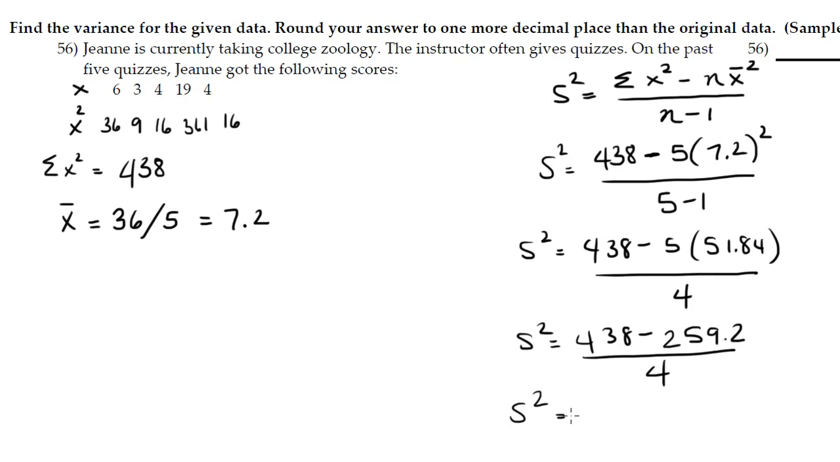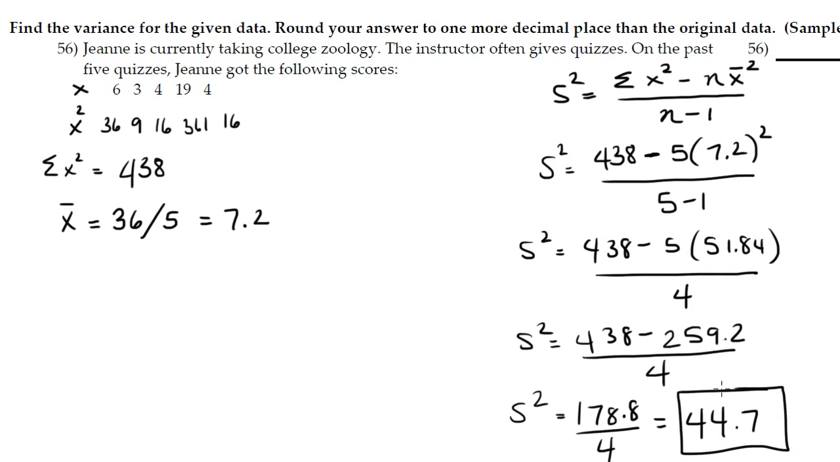438 minus 259.2, that's 178.8. Divide this by 4. 44.7 is our variance. 44.7. That's for 56. So let's move on to 57.